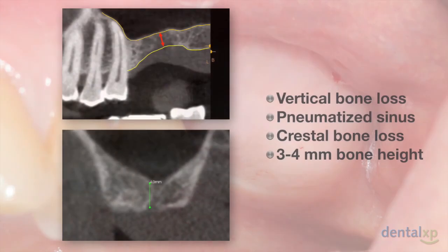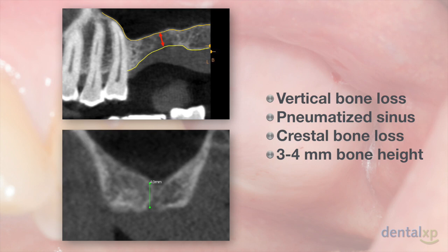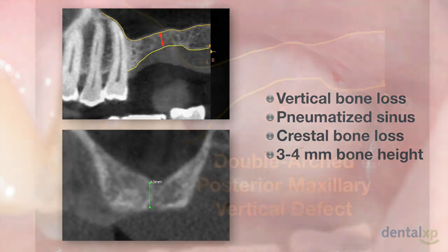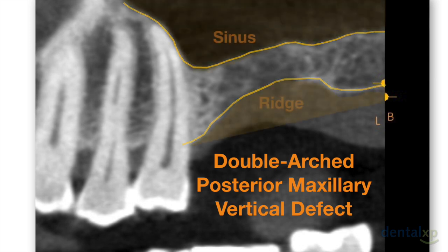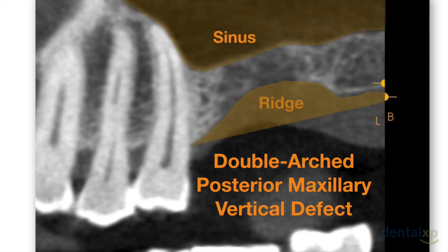And the CT scan shows a significant vertical bone loss with both components of a pneumatized sinus and crestal bone loss with about 3 to 4 millimeters of remaining bone height. This is a classic double-arched posterior maxillary vertical defect, again with components of both a sinus and ridge deficiency. For implant replacement, we know some type of a vertical bone augmentation is necessary.